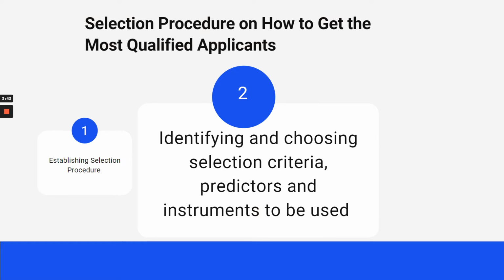Next is identifying and choosing selection criteria, predictors, and instruments to be used. So you have to identify and choose selection criteria. Weighting or rating job duties can help you assess the qualifications of competing candidates, because there are so many candidates that are going to apply. So you have to give weight, you have to rate, you have to give grades on their skills. Each skill, knowledge area, or ability is rated according to its importance to the job.